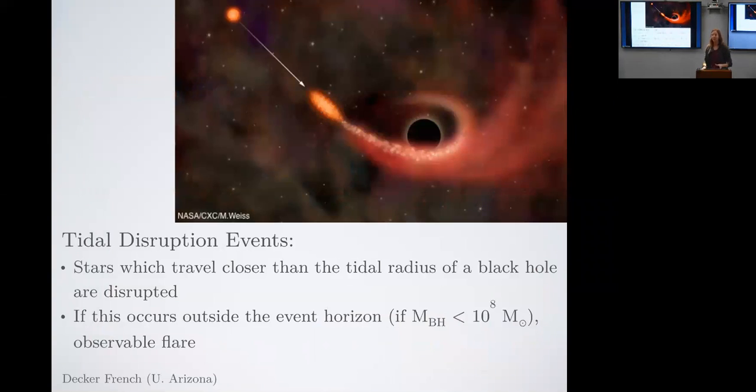So we think that we're seeing these kinds of events when a star passes close enough to a black hole that the tidal forces from that supermassive black hole are enough to overcome the self-gravity of the star, tearing it apart. So this is predicted to occur such that we'd see it as long as the black hole is less massive than about 10^8 solar masses. So for most galaxies in our local universe, the black hole should be small enough that we should be seeing these kinds of events.